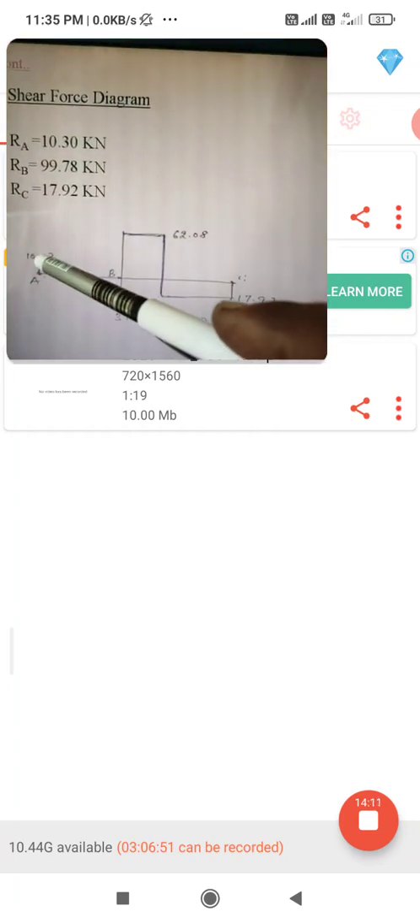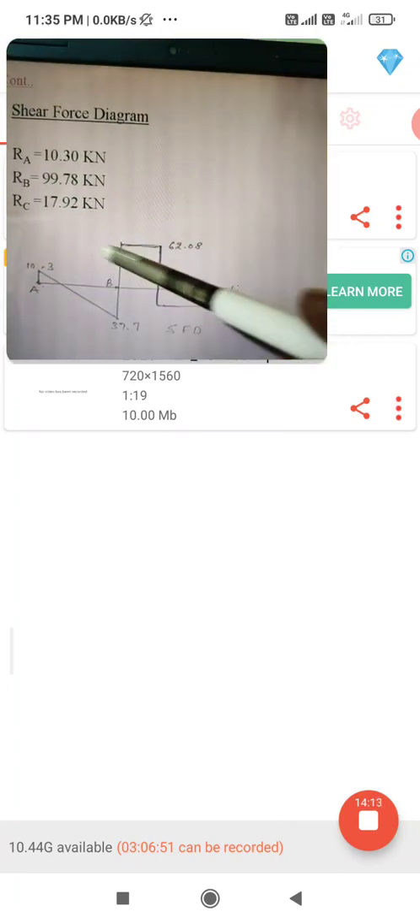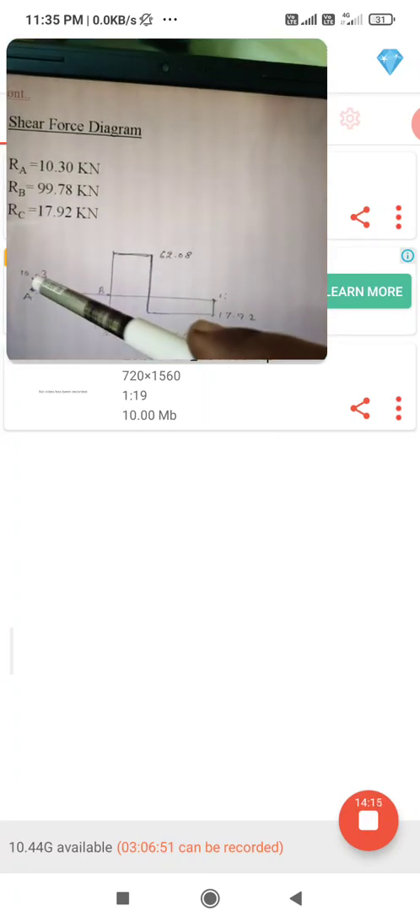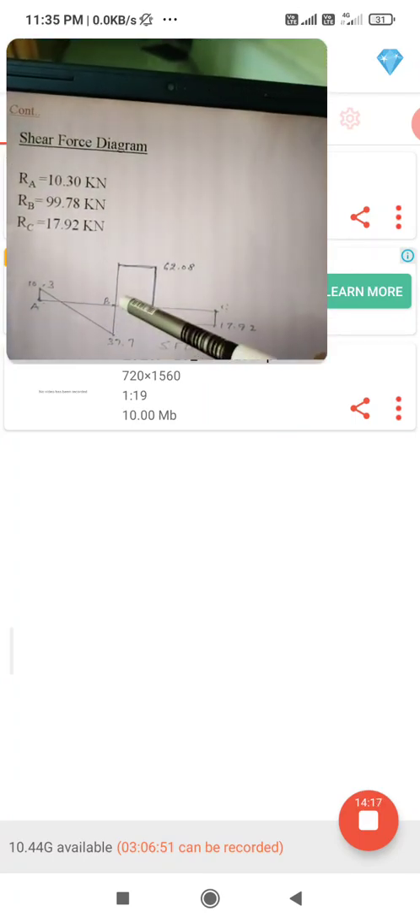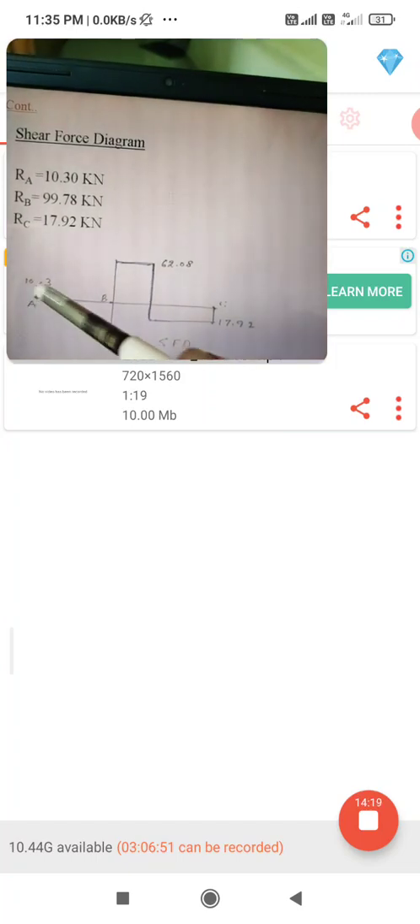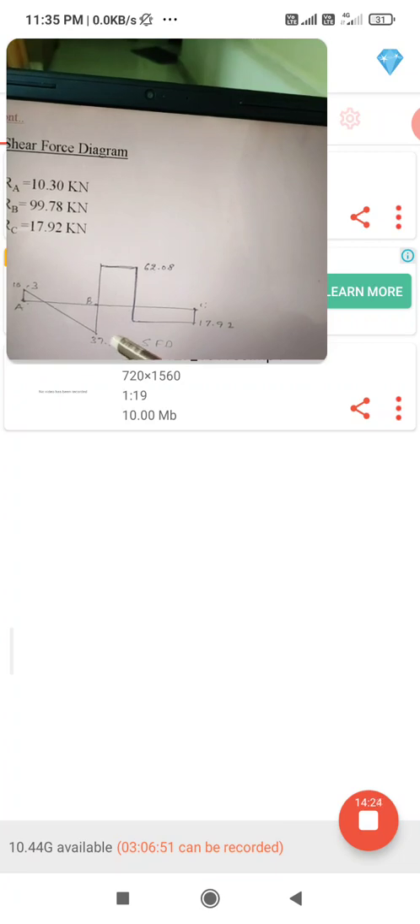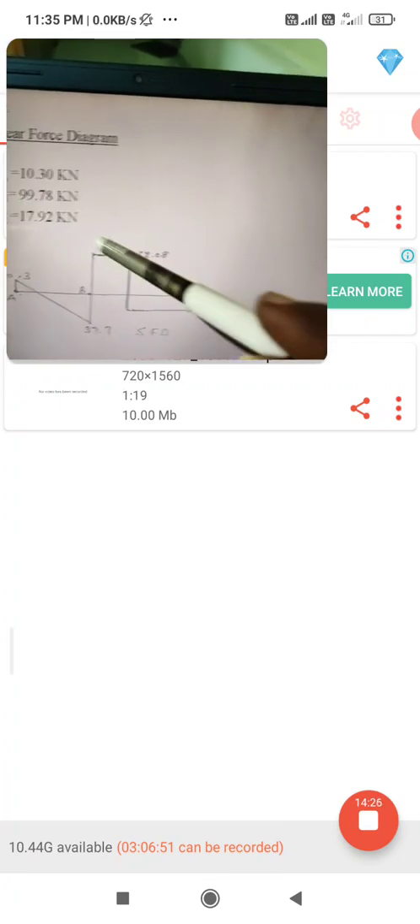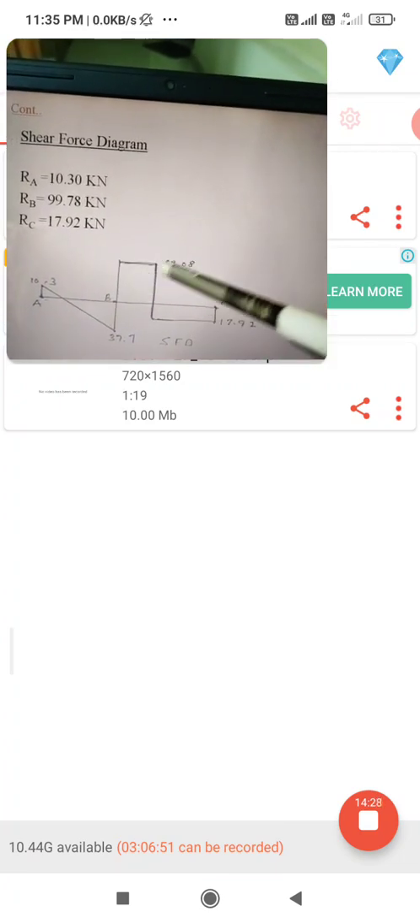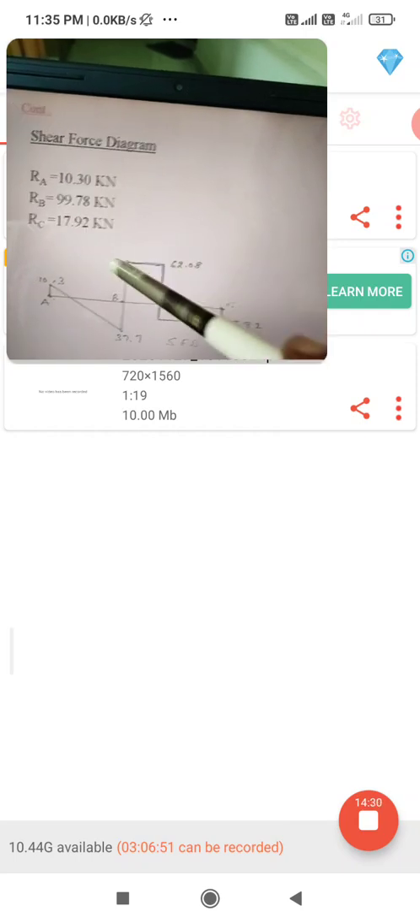What is the value here? First value 10.3. Then you have a UDL case. If you have a UDL, it should be like this, two triangles like this. So what is the value RBA? 37.7. And what about RCB? 62.08. Then take the straight line.